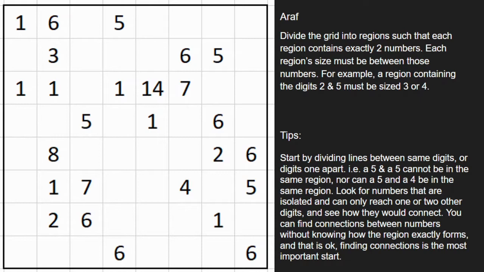This one's known as an Araf. How it works is you're going to be dividing the grid into regions such that each region contains exactly two numbers and the region's size must be between those numbers. So for example, if you have a region with a 2 and a 5 in it, the size can be either 4 cells or 3 cells.